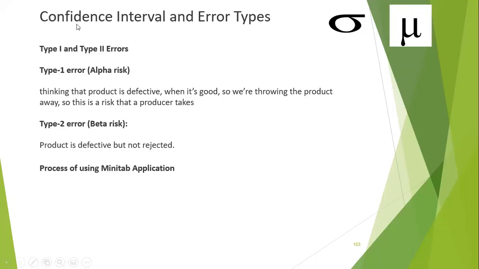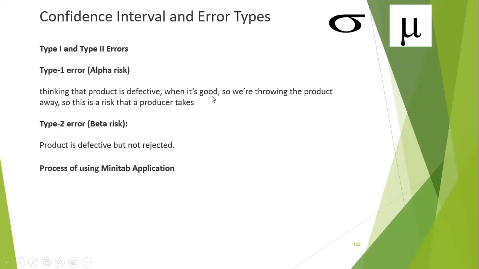If you take that, there are two types of error. One is type 1 error, which is called alpha risk. Type 2 error is called beta risk. So whenever you do any analysis, there will be two types of error there. So what do we mean by alpha risk? For example, you are auditing your process and you think the product is defective when it is good.